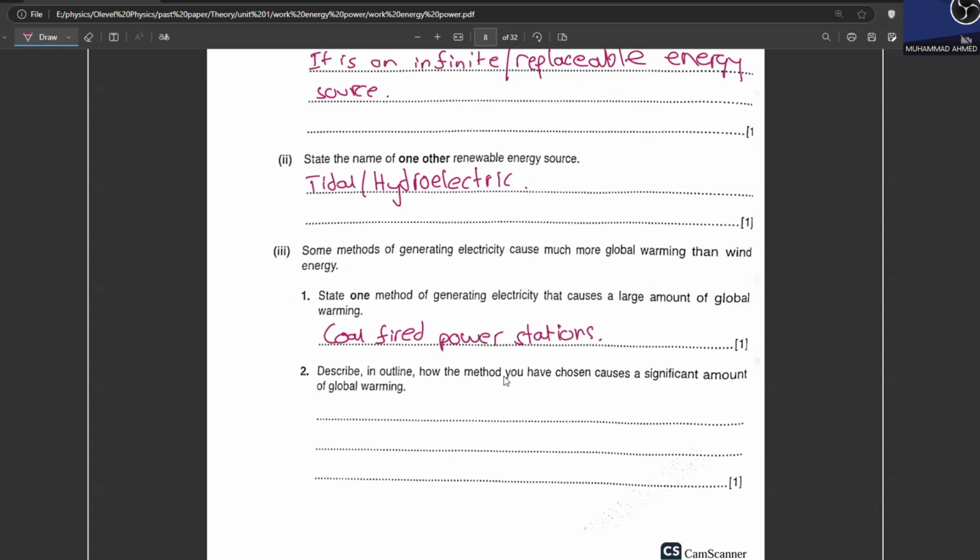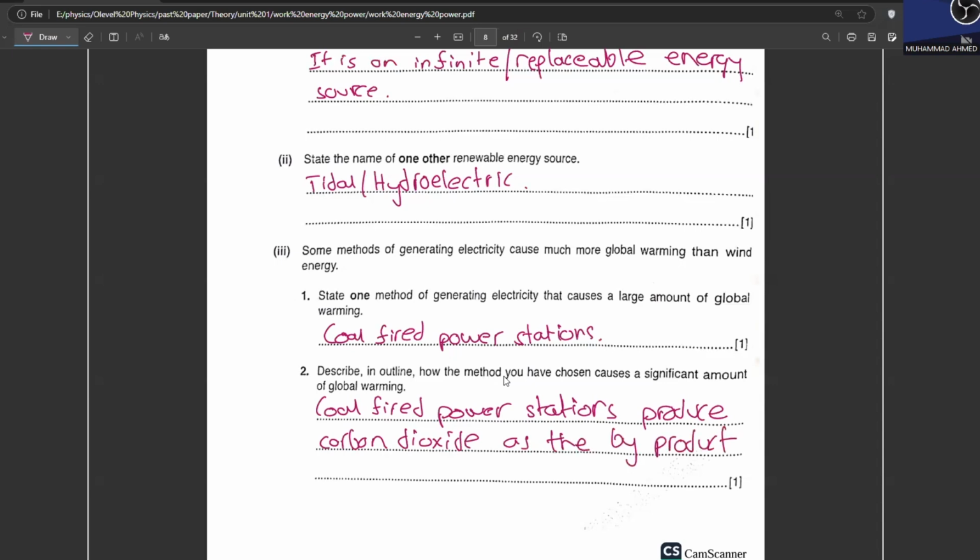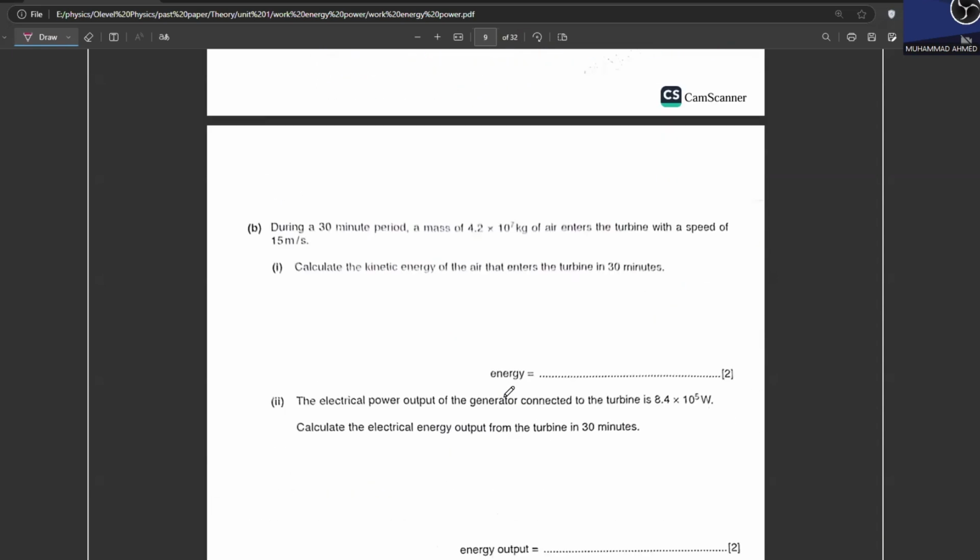Okay. Describe and outline how the method you have chosen causes a significant amount of global warming. Because coal fired power stations produce what? Produce carbon dioxide as the byproduct, which causes global warming. Simple as that, nothing complicated here. I hope you understand this. Let's further move on to the next question.